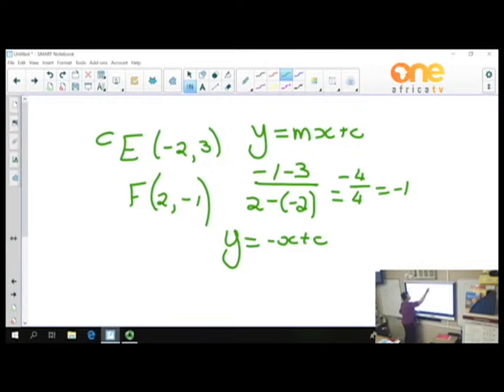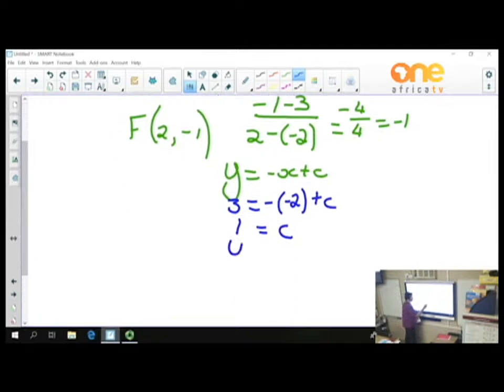Your choice. So if we substitute e in there, we will have 3 is equal to -2 plus c. So c then, if I take the 2 over, I change the sign, so that is why it is 1. So the equation here is y is equal to negative x plus 1. I hope we are getting that correct now.